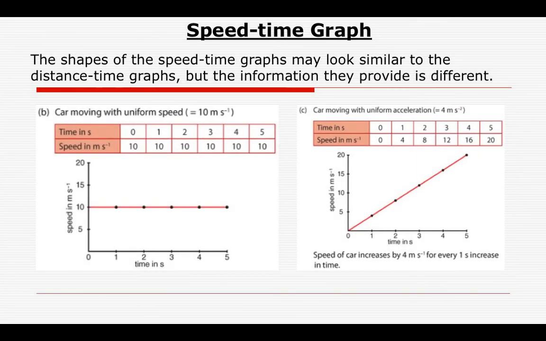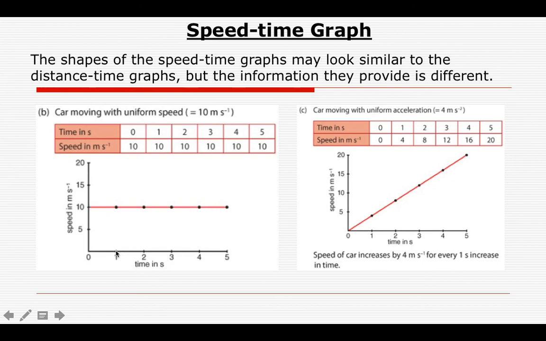Now let's talk a bit about speed time graph. Now speed time graph may look very similar to distance time graph, but the information they provide is completely different. Now if there is a line horizontal and parallel to the x-axis, in case of a distance time graph, it means that the object's speed is zero. But when we have the same situation in the speed time graph, it means that the object is moving with a constant speed, because you see as the time is increasing, the speed is remaining the same.